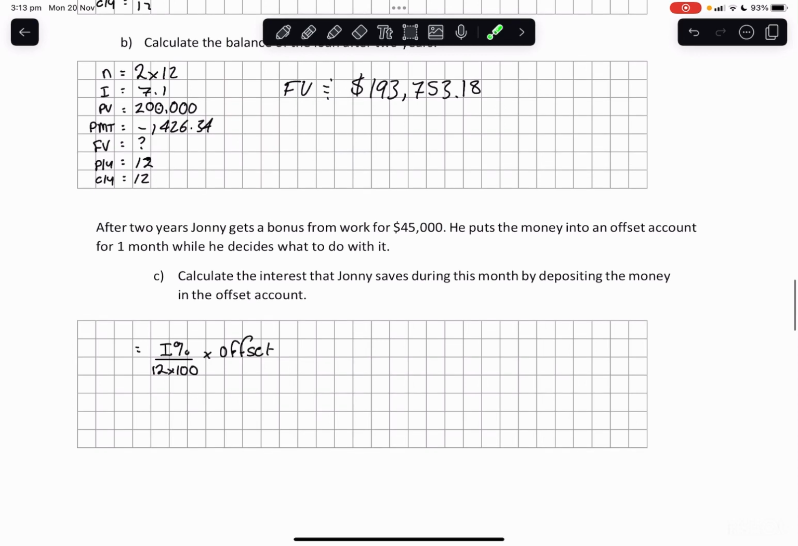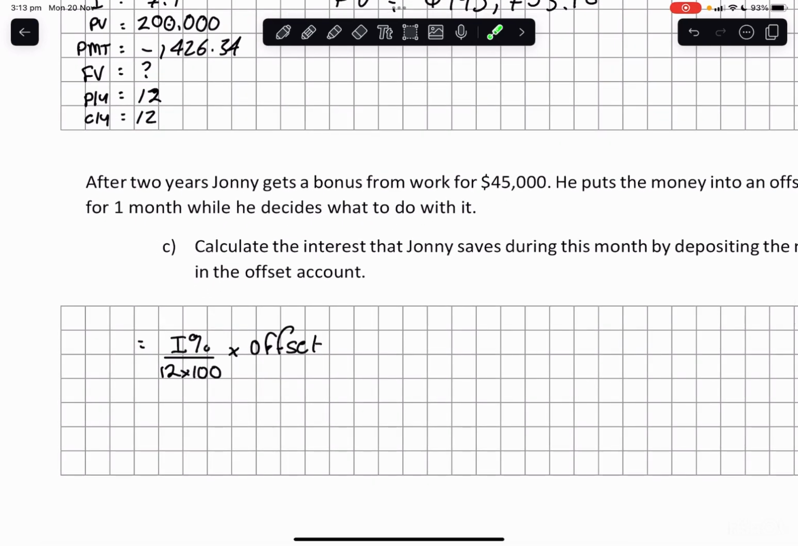Now, to find the interest saved over 1 month, we have the interest rate of the account divided by 12 for the monthly interest rate. And then we also have this divided by 100 on the bottom here, which turns a percentage into a decimal. And we take that value and times it by our offset. So I've got 7.1 divided by 12 times 100 times by $45,000. Now that is equal to $266.25. So that is how much interest Johnny saved during that 1 month.